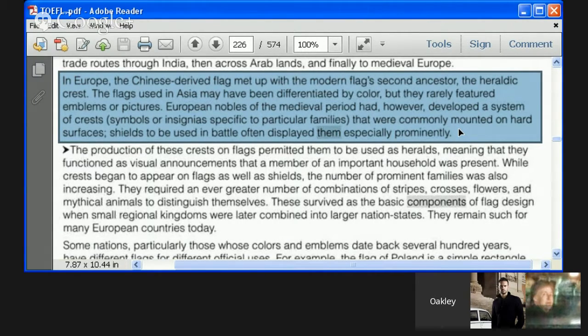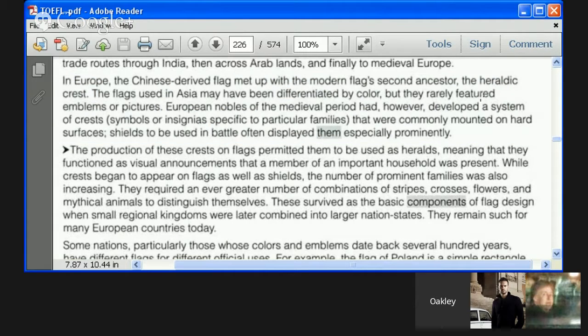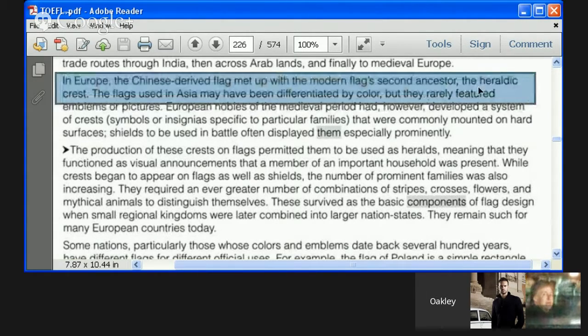This part contrasts the usage of flag in China and Europe. Well, no. I wouldn't even need to. Frankly, I wouldn't even need to skim the rest.